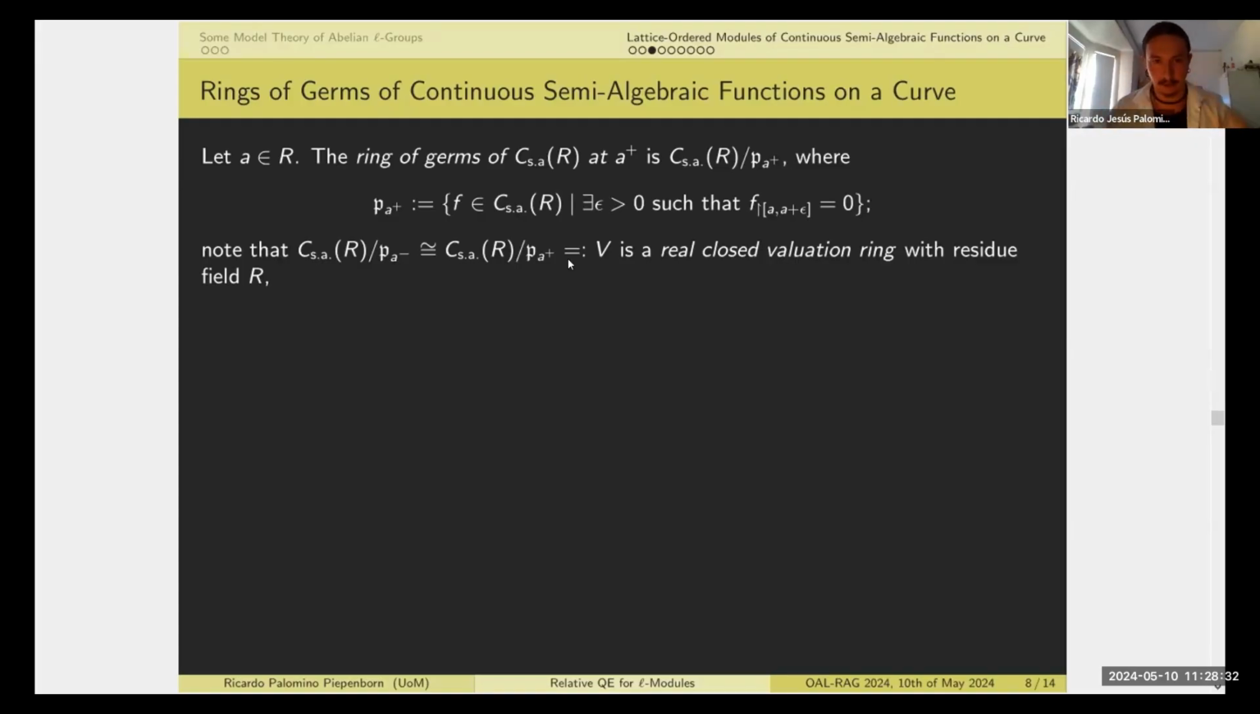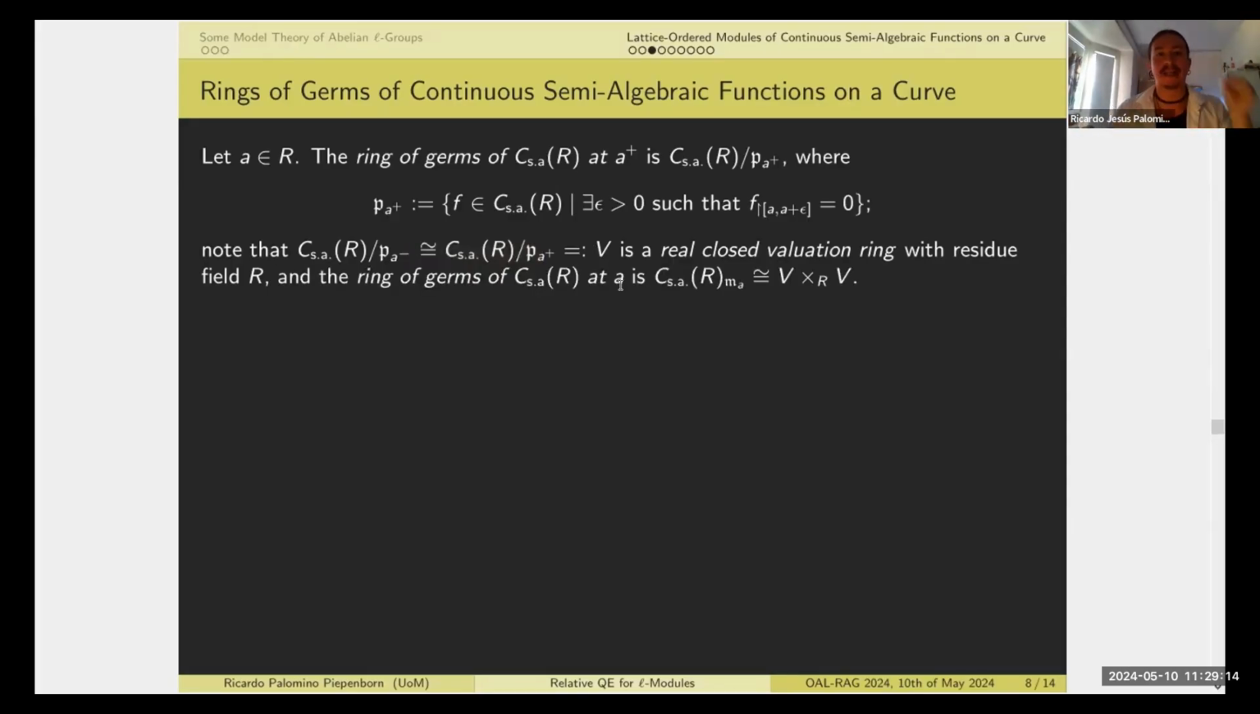And it's not very difficult to see that these rings of germs are actually real closed valuation rings. One has to consider a certain composite homomorphism that is given by evaluation. It's not terribly difficult to show, but the point is that these rings of one-sided germs on a line are all isomorphic to a real closed valuation ring. And this has particularly nice properties. It is a valuation ring, so it has a maximal ideal, and the residue field is just going to be R.